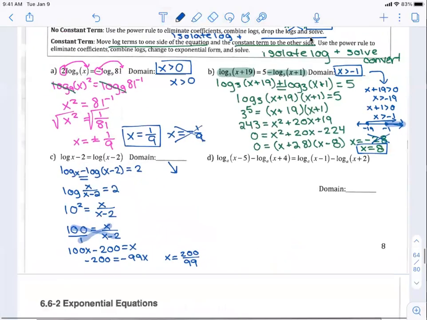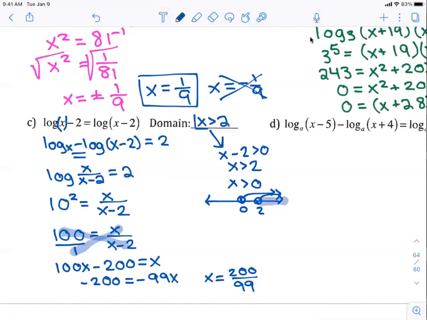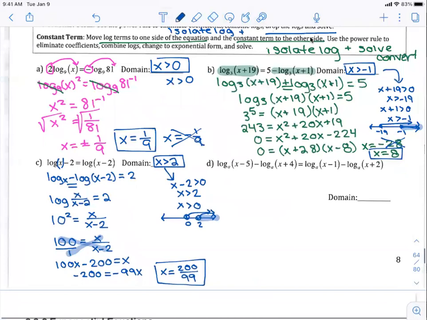I guess I did everything in blue this time. That's okay. The input has to be greater than 0. So x minus 2 is greater than 0. So one part gives us x is greater than 2. The other part, the input is just x, so x is greater than 0. So where do those two overlap? Again, if you want to look at a picture, there's 0, there's 2. This is x is greater than 0. This is x is greater than 2. Where do they overlap? X is greater than 2. So that's our domain. And when you check 200 over 99, it's just a little bit over 2. It's 2 point something. So that works. That's my solution.